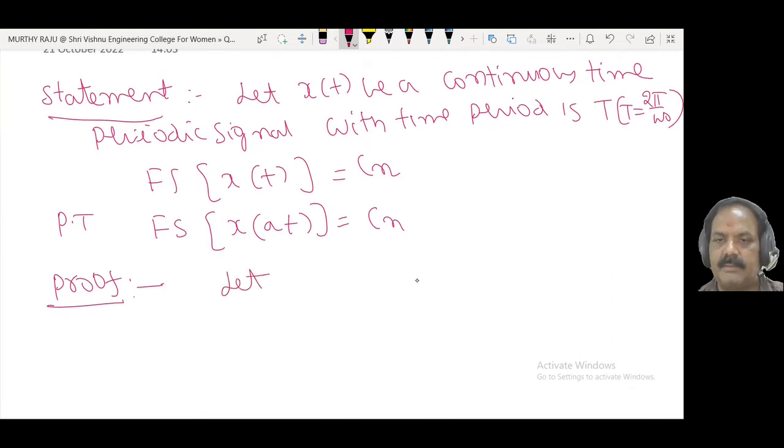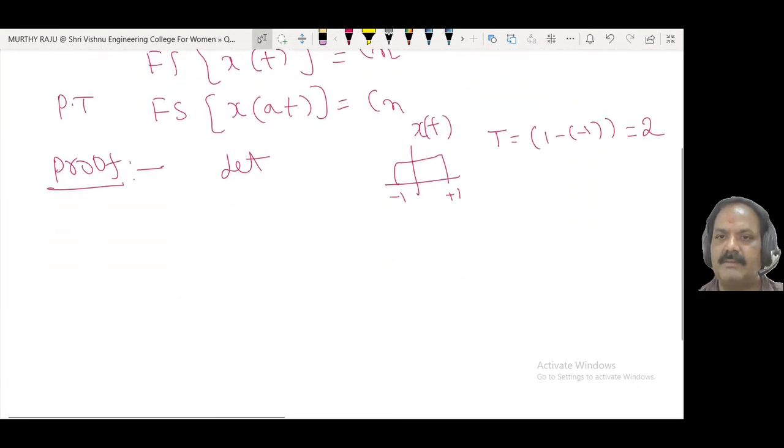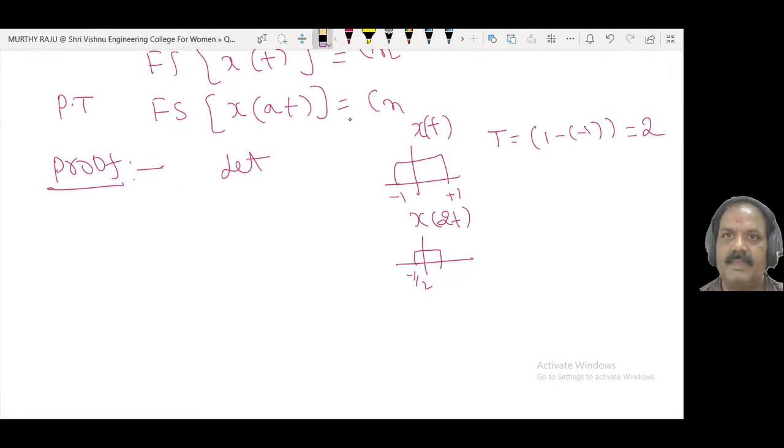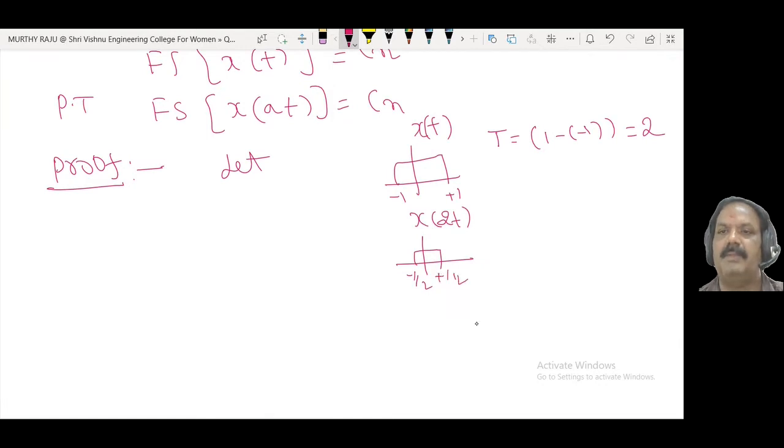Suppose this one is x of t. The time period of this signal is +1 minus (-1), that is equal to 2. Suppose another signal x of 2t, that means -1 by 2 to +1 by 2. The signal is compressed, from -1 by 2 to +1 by 2.